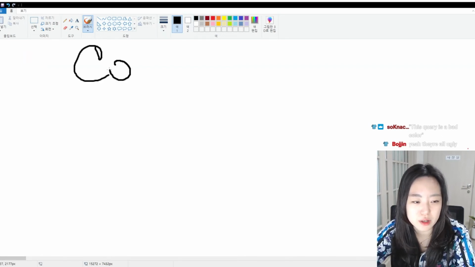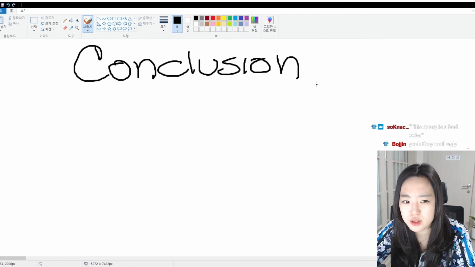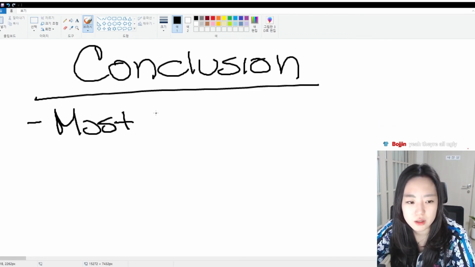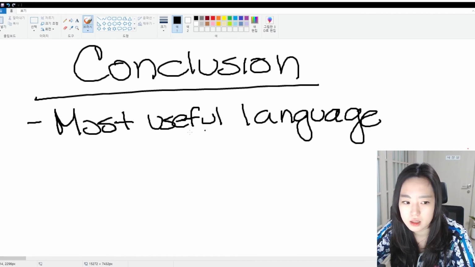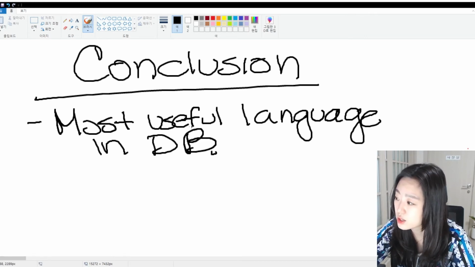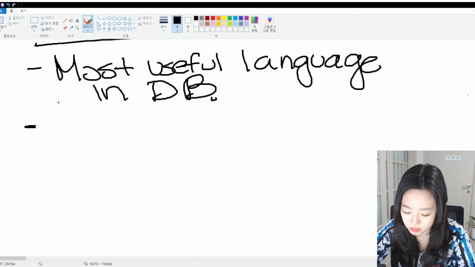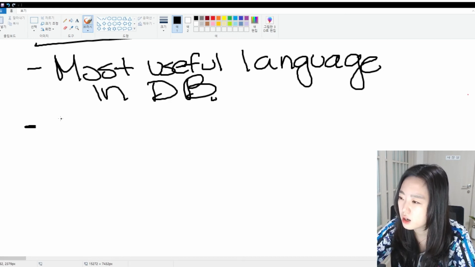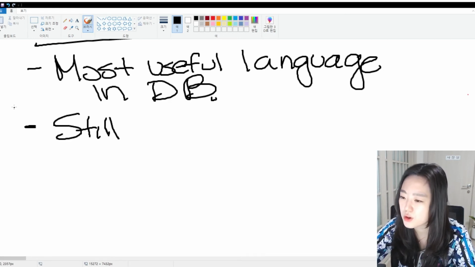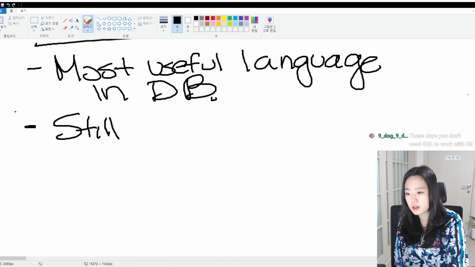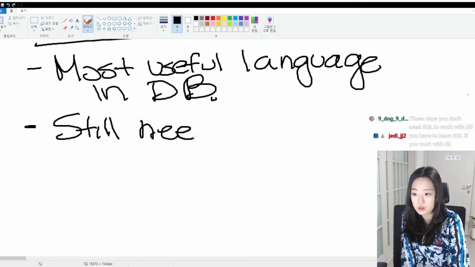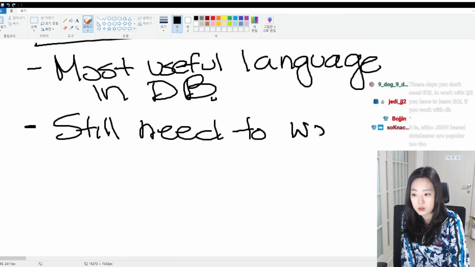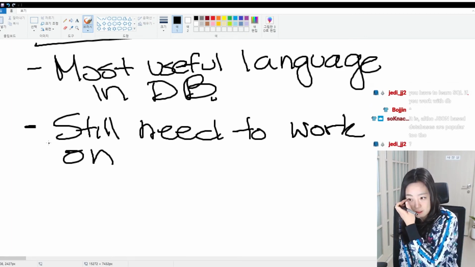So, the results. Conclusion for SQL. I think personally this is the most useful language to learn if you're going to do DB work, right? Do you guys agree with this? And I also think it still needs work on the interface. So if you want to create some useful tool, you don't need SQL to work with DB. Oh, really? What do they use then? Still need to work on. You have to learn SQL if you work with DB.